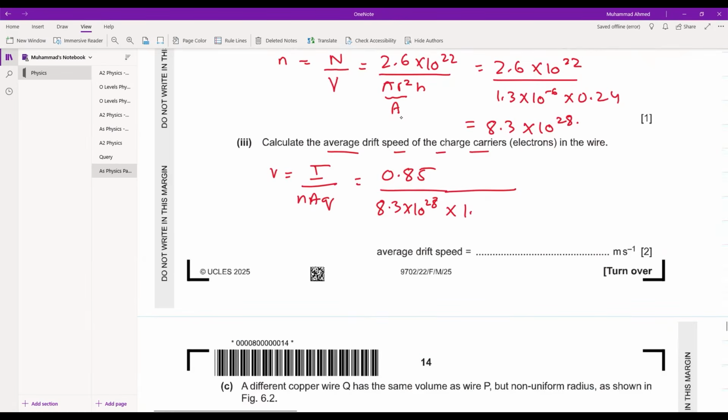1.3 into 10 raised to the power of minus 6. What is Q? Q is the charge on an electron. This is equal to 1.6 into 10 raised to the power of minus 19. What does your average drift velocity come out to be? Drift velocity क्या आती है? 4.9 into 10 raised to the power of minus 5 meters per second.